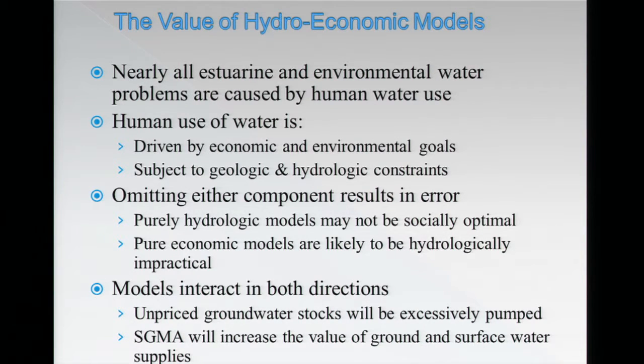And so omitting either of these components for policy results in errors. And you get feedbacks in both directions. For instance, with groundwater, which I'm going to talk about because it's a critical part of our California water supply, you get overpumping in the lack of good economic criteria, which is what we have currently. On the other hand, as we'll see, if you regulate that, that will change both the quantity and the value of water available in different parts of California. And this will affect the estuarine flows, particularly through the delta.